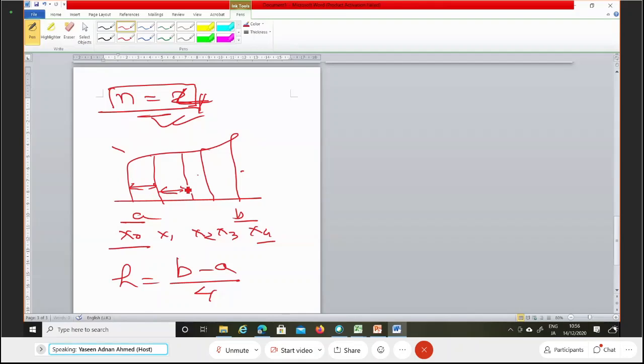So what is the interval? That is the basic thing. You can find it out by yourself, or the formula is b minus a divided by 4, or number of n. So next you need to find out how many stations you have.